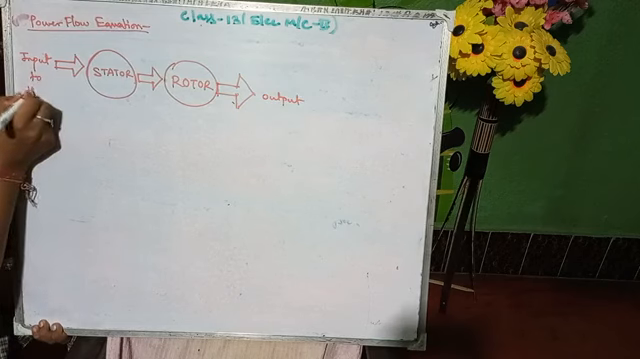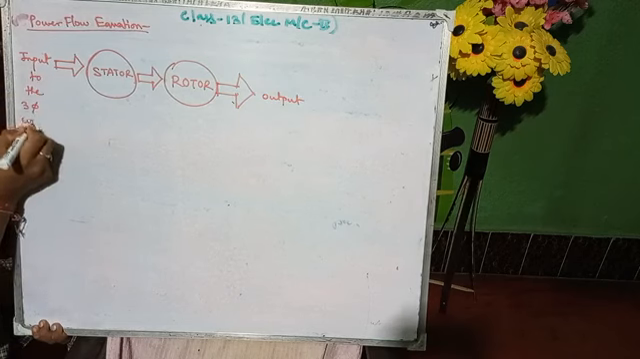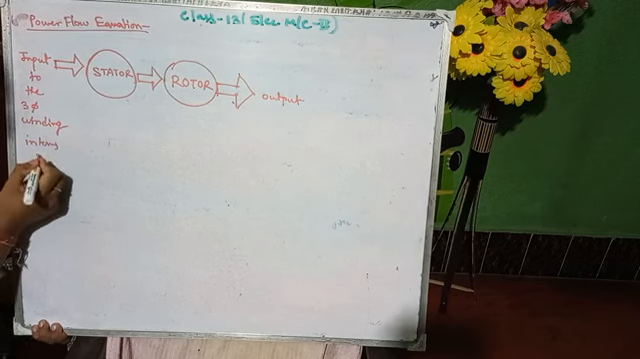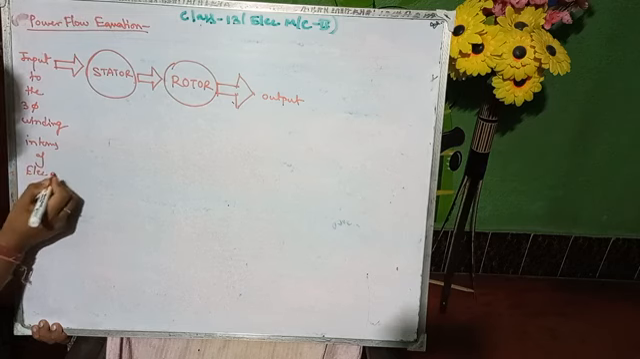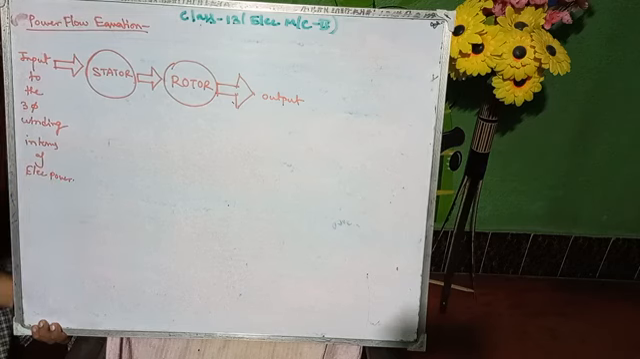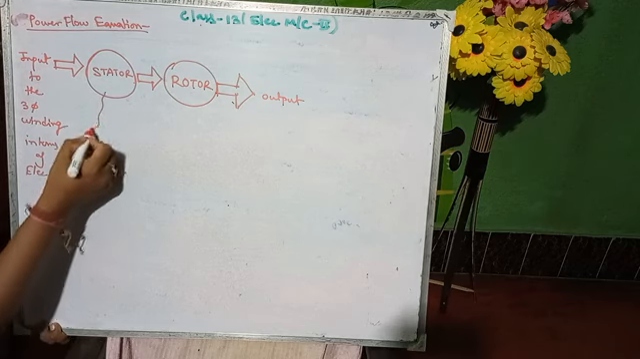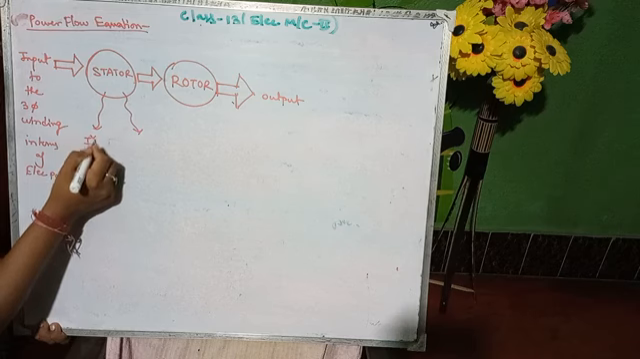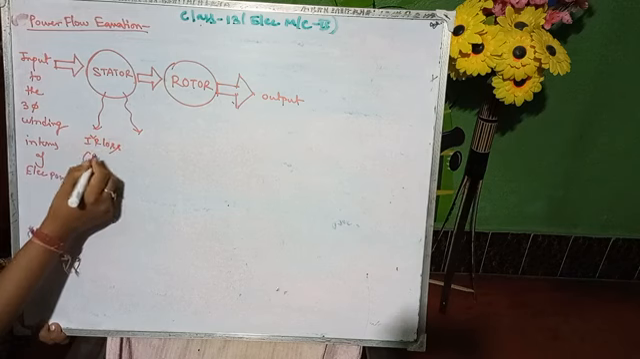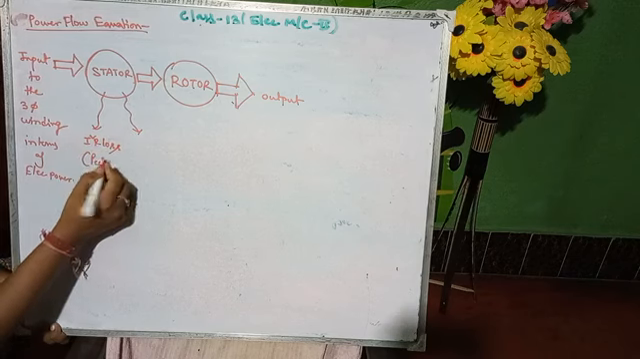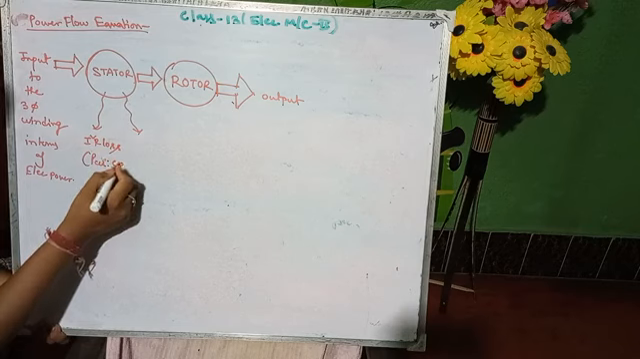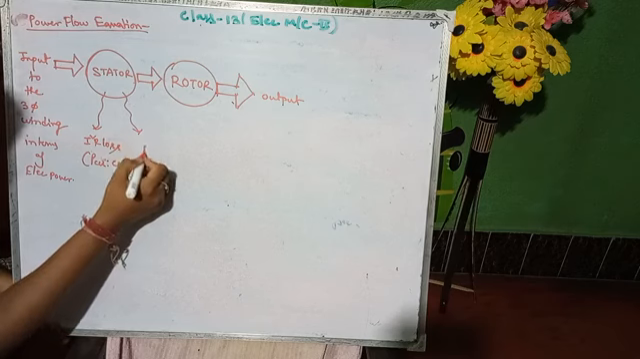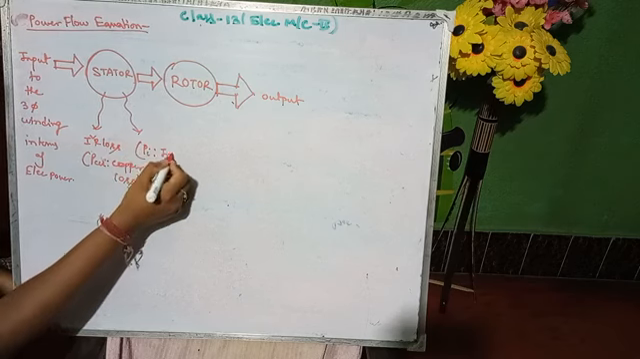Input to the three-phase winding, in terms of electrical power. So from the stator there are two types of losses: the I square R loss, called PCU, that is the copper loss, and the second one, PI, called the iron loss.